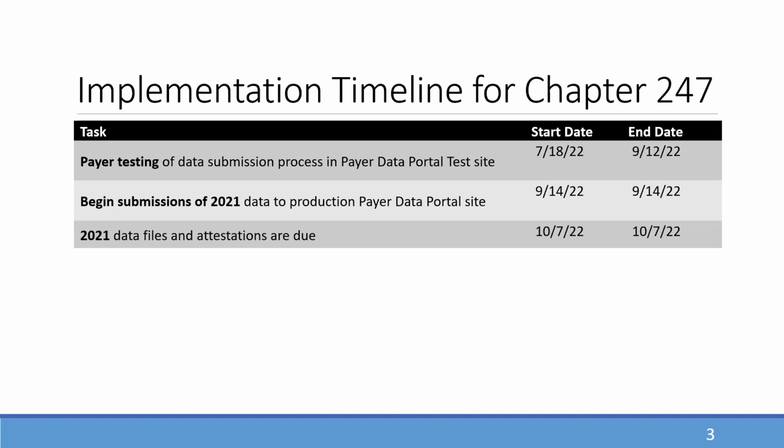The implementation timeline for Chapter 247 is as follows. Payer testing begins on July 18th and ends September 12th. The submission of 2021 data to the production portal will begin on September 14th. 2021 data files and attestations are due by October 7th.